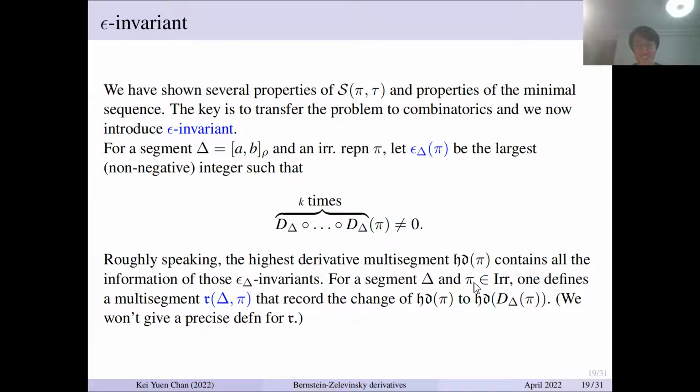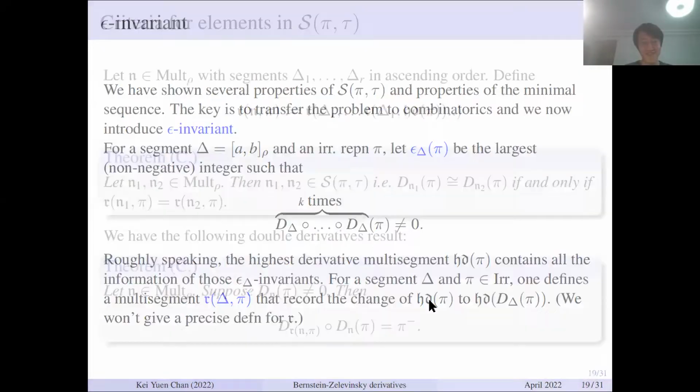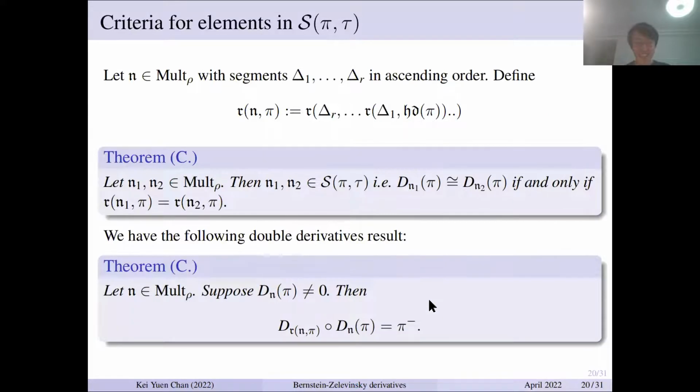But this is basically such R delta pi. The main point is to keep a record of the change of the highest derivative multisegment. So, what do I mean by keeping a record of the change? I will make it precise on the next page. First of all, we define it for a sequence. For a multisegment again, we define it for a sequence. Then that means you do such an R process. I call it the removal process.